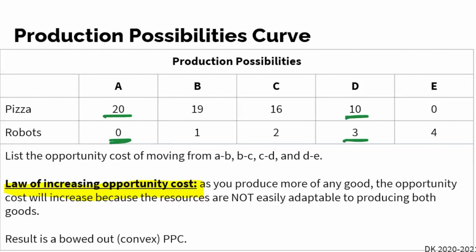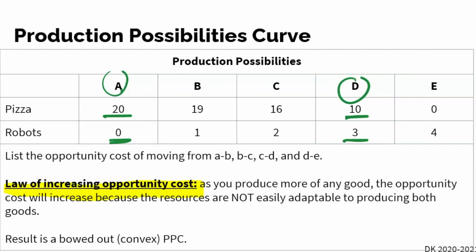So as you go from point D to point A, you're producing more pizzas. You went from producing 10 pizzas to 20 pizzas. But because of scarcity, you have a trade-off. You have the opportunity cost, which is you're giving up the production of robots. And so here, you go from producing 3 robots at point D all the way down to producing 0 robots at point A. And so that's the law of increasing opportunity cost here.